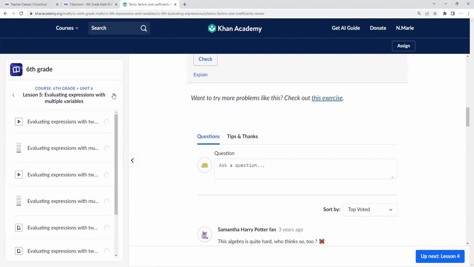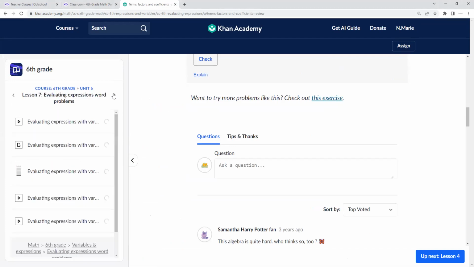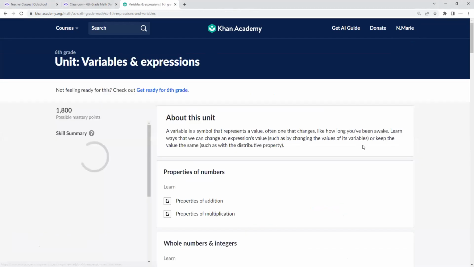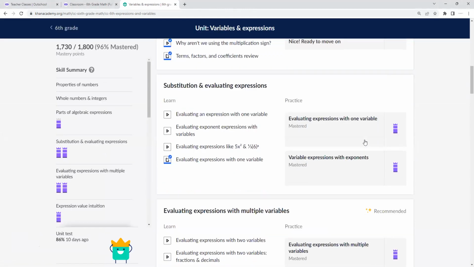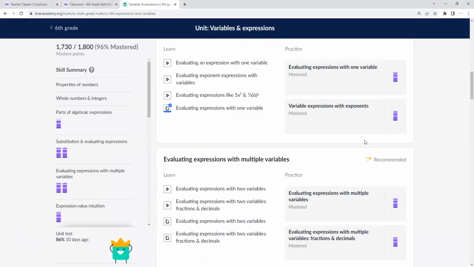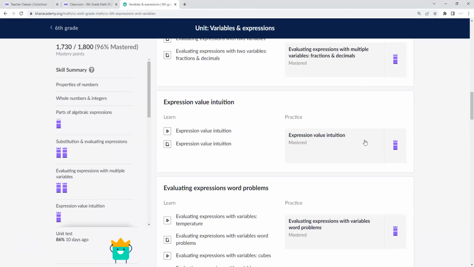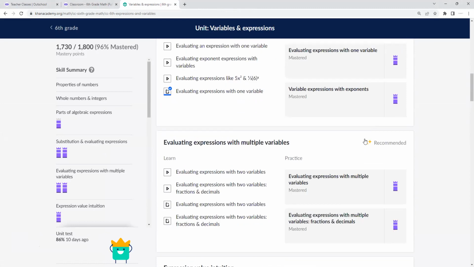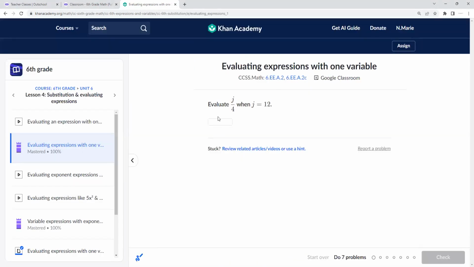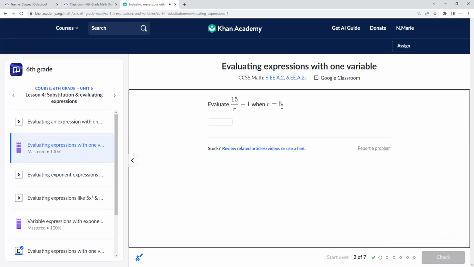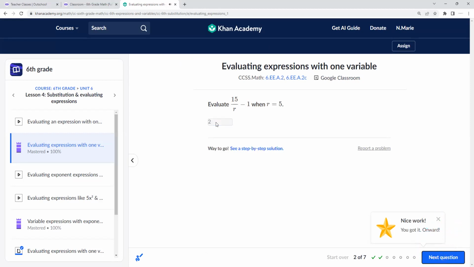So the next part of the unit is evaluating expressions. And evaluating expressions is just plugging stuff in. In the last unit, we've already done order of operations, so make sure you apply order of operations with these. For example, if I were to plug in a J is 12, 12 divided by 4 is 3. If I plugged in a 5, you would go in PEMDAS order. 15 divided by 5 is 3. 3 minus 1 is 2.